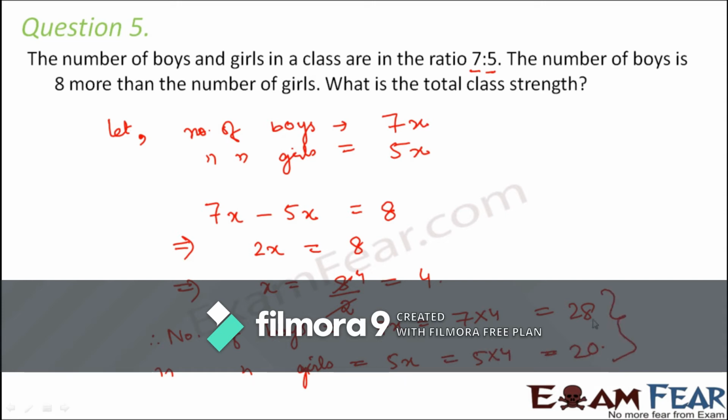So there would be 20 girls and 28 boys in the class. So therefore, what would be the total strength? So the total strength would be equal to number of boys plus number of girls, that is 28 plus 20, which is equal to 48.